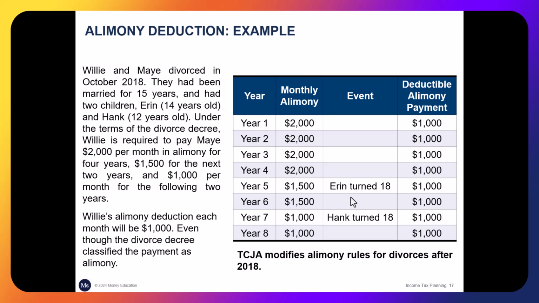Even though the divorce decree allocated it as alimony, it is technically child support, the difference, the $1,000, because it's reduced after each child turns 18. So it's reduced $500 and then $500. So $1,000 of the $2,000 was considered alimony.